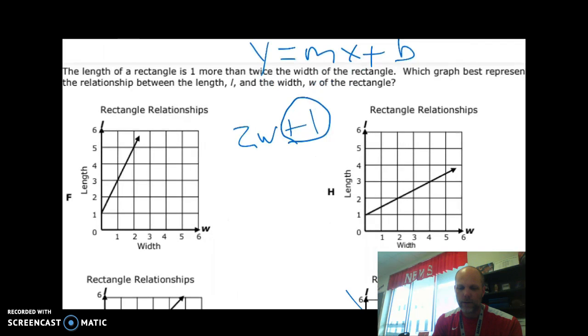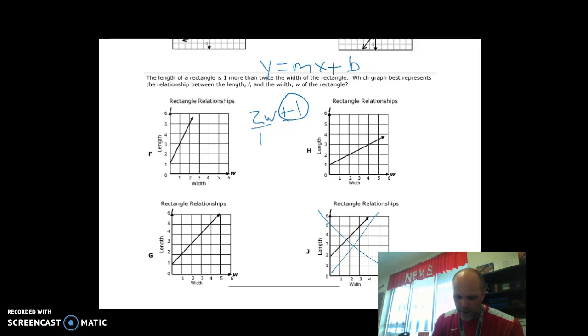And then 2w, that's the slope, right? Yes. How do you write 2 as a fraction? 1 over 1? Not 1 over 1, that would be 1. We need it to be 2. 2 over 1? Yeah, 2 over 1. There you go. So remember that means it is 2 tall and 1 wide. So we have to find one that is 2 tall and 1 wide.